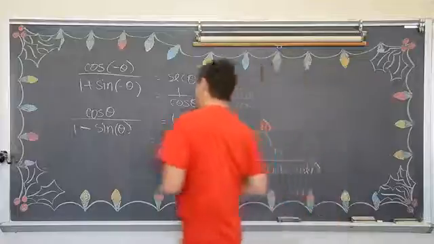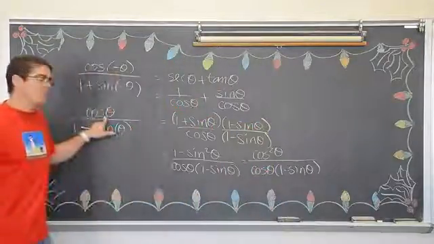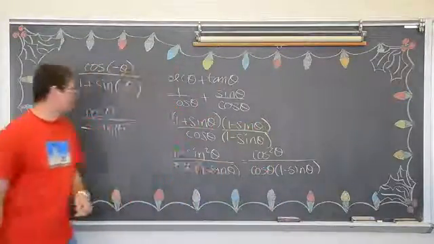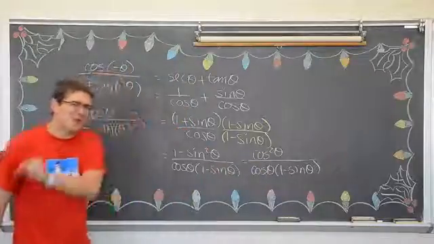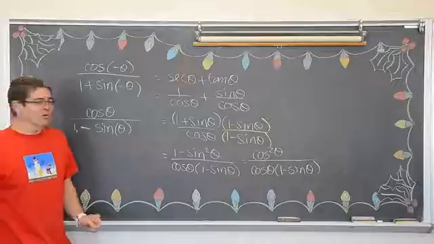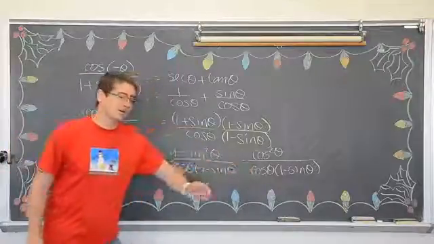Okay, now look. I got one term on top and it's cosine. I got a 1 minus sine on the bottom. So close! Oh, I can cancel these factors out.